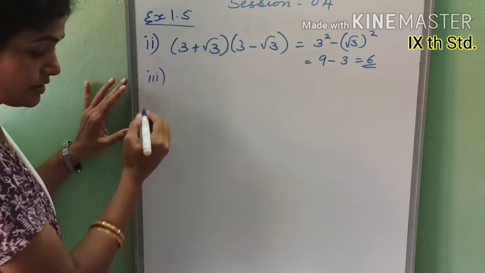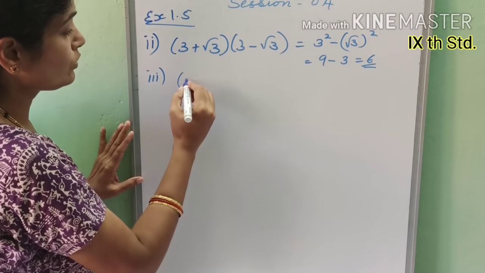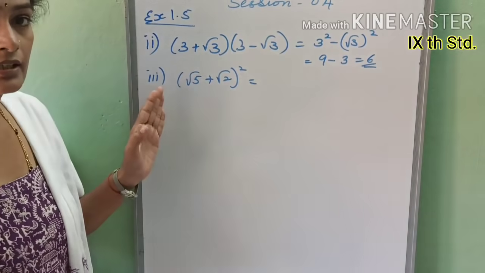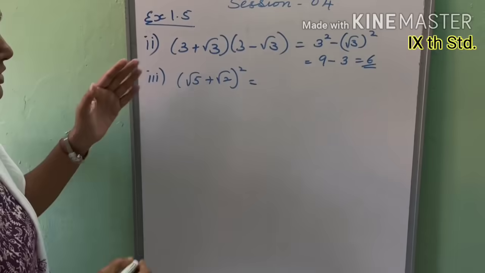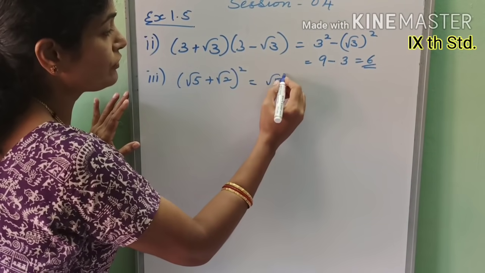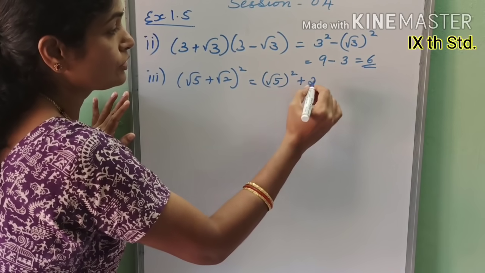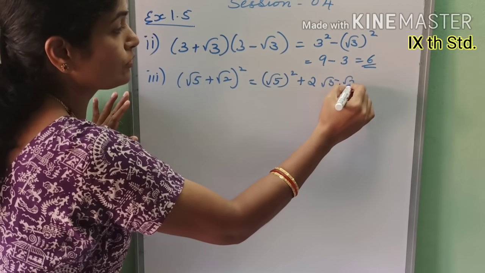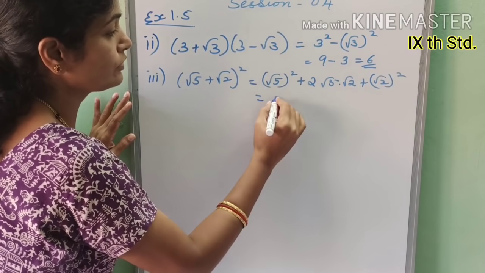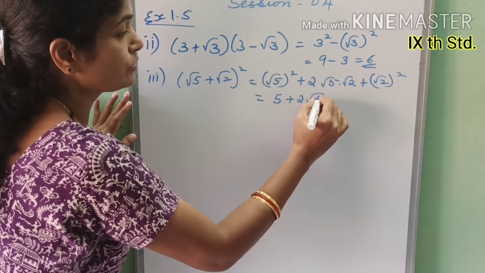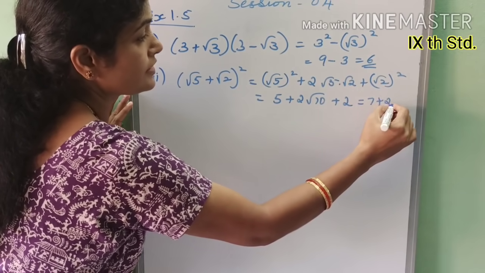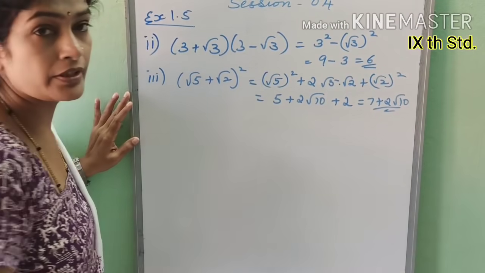Then third question, what is it? Root 5 plus root 2 whole square. It is of the form a plus b whole square, that is equal to a square plus 2ab plus b square. Same way, root 5 whole square plus 2 into root 5 into root 2 plus root 2 whole square equal to 5 plus 2 root 10 plus 2. That is nothing but 7 plus 2 root 10. Right.